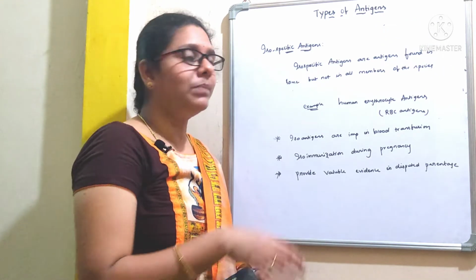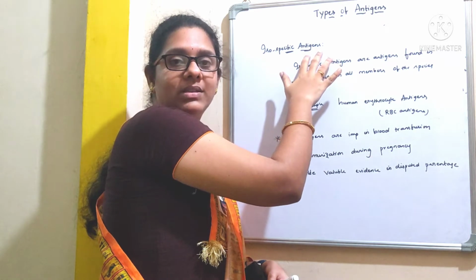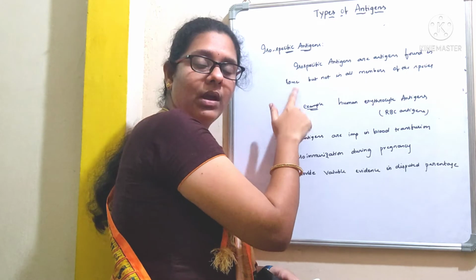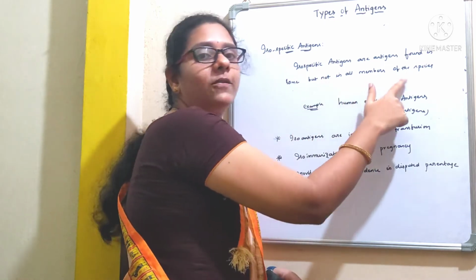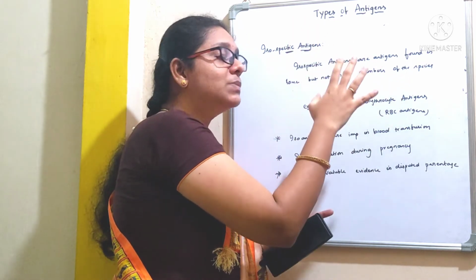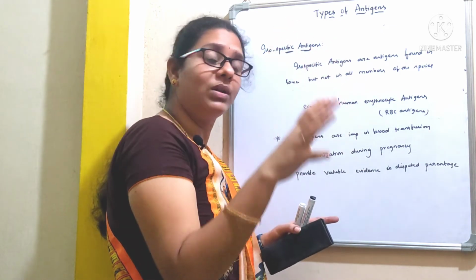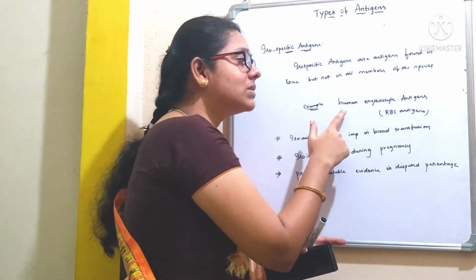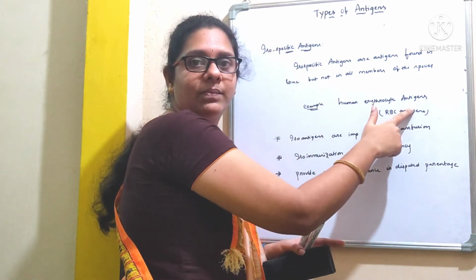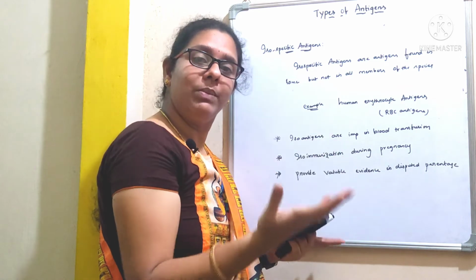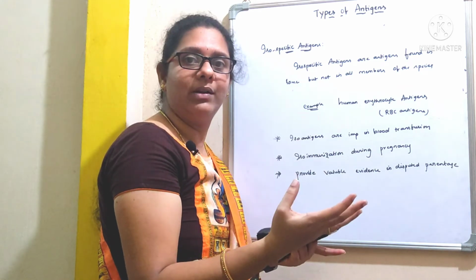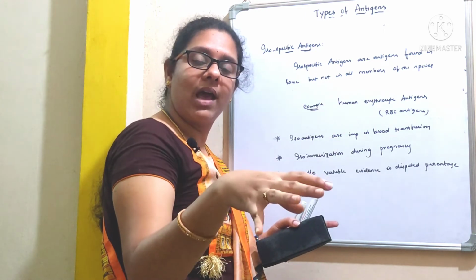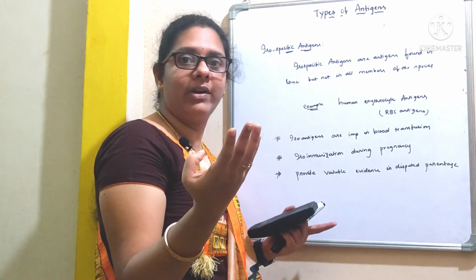Coming to the other type, that is isospecific antigens. These isospecific antigens are found in some but not in all the members of a species, and the species may be grouped based on the presence of the different isospecific antigens. The best example is human erythrocyte antigens. Here individuals can be classified based on the different blood groups, right? Some people will have A group, some will have B group, some will have AB and O group. There are 4 different blood groups, right?